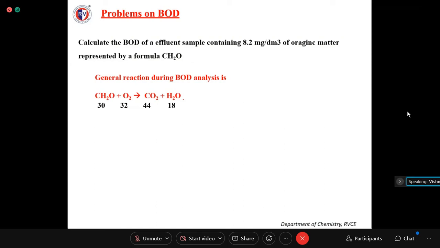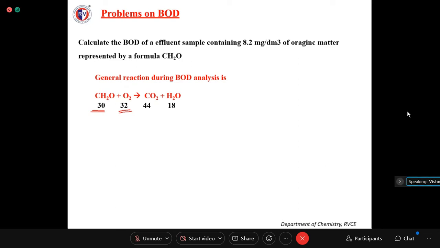30 gram of HCHO formaldehyde requires 32 gram of oxygen. How is it so? It's the molecular weight. That's all. Forget about this, I don't want it; I just gave it for comparison. You can see 30 gram of HCHO formaldehyde reacts with 32 gram of oxygen. That much is required for complete oxidation.